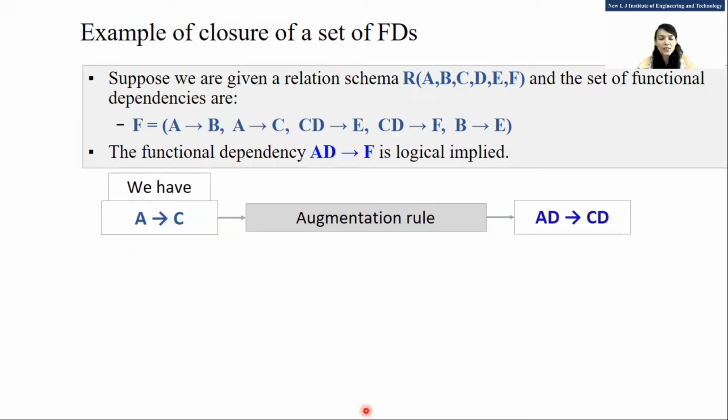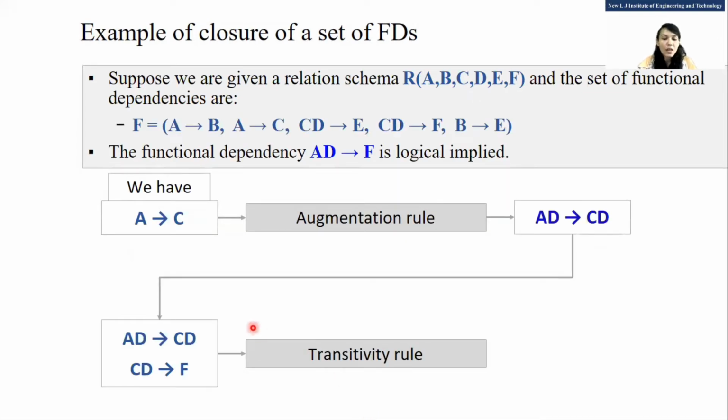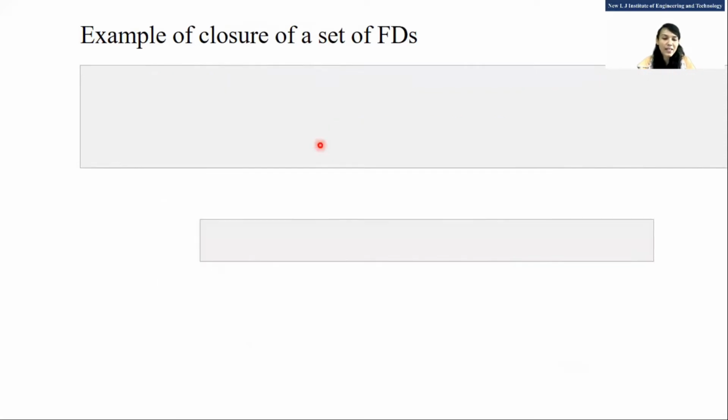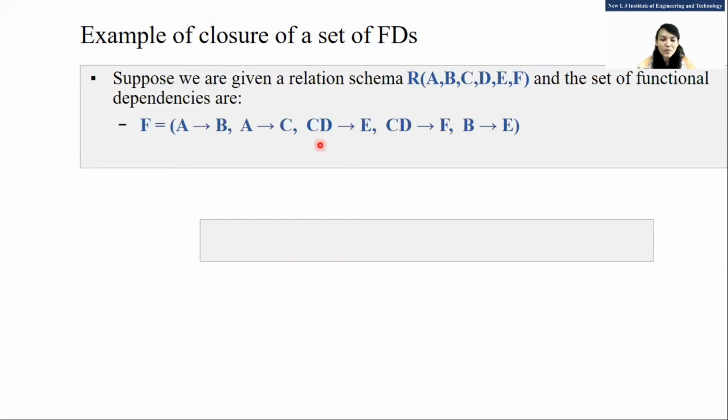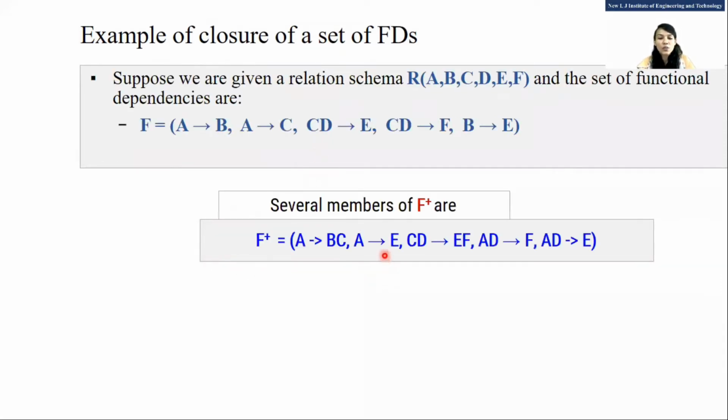So it completely depends on you which rule you want to apply, but what you have to do is go through all the possible rules and apply them to the given functional dependencies, and whatever dependencies you find will be known as the closure of the functional dependencies. So here we are getting these new dependencies: A determines BC, A determines E, CD determines EF, AD determines F, and AD determines E. So these are the new functional dependencies I'm getting from the given functional dependencies. So this is known as the closure of a set of functional dependencies.